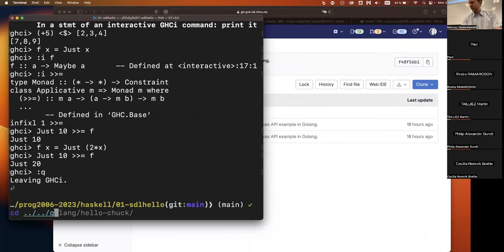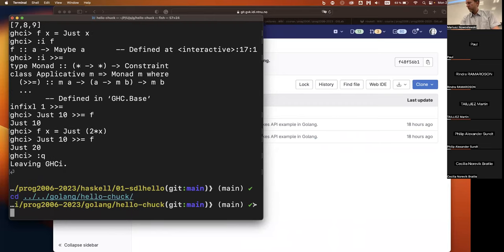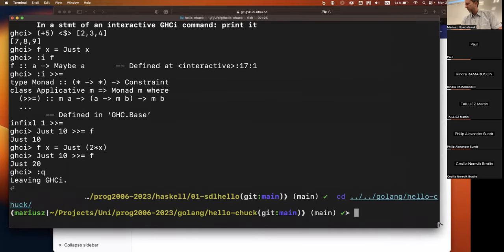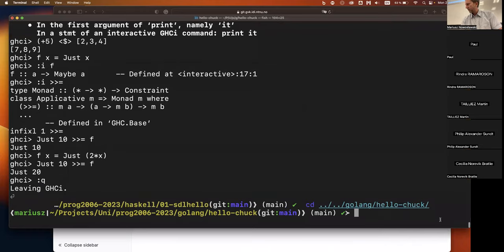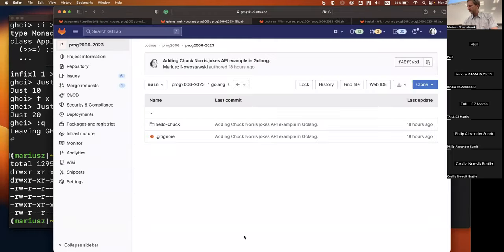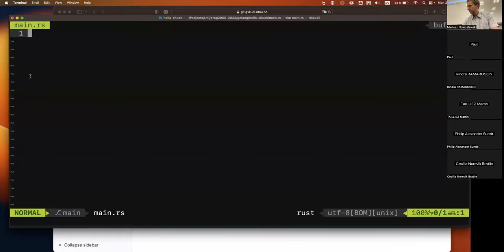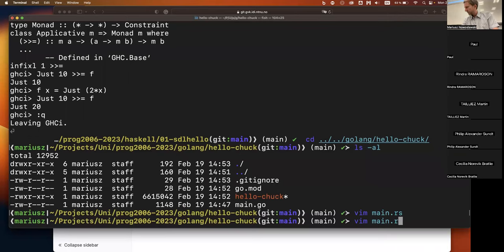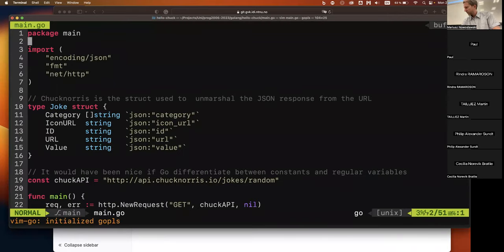Golang, hello, Chuck. You have started doing some APIs and some HTTP requests with the cloud course, and you're doing everything in Go over there. So let me see. I have a very simple Go program here, not Rust, Go, which reads that API.